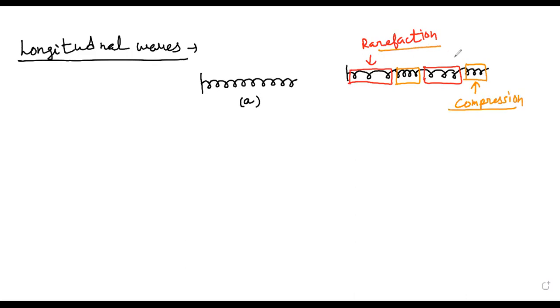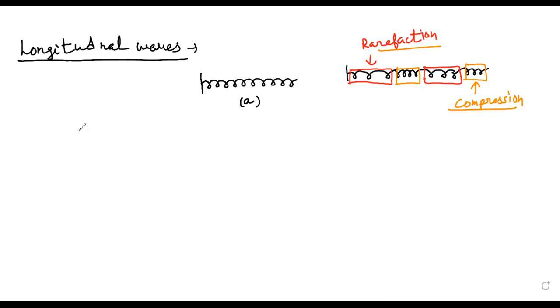Compression, rarefaction. Compression is a region of high density, high pressure. Rarefaction is a region of low density, low pressure, right? So keep in mind, in the compression region density will be more, and in the rarefaction region density will be less as compared to compression. Longitudinal wave can be described on the basis of compression having maximum density and rarefaction having minimum density.